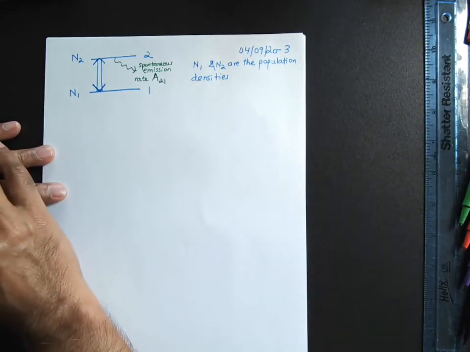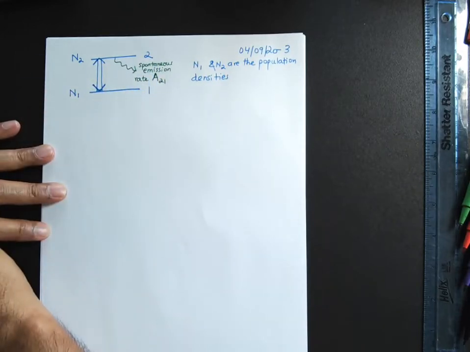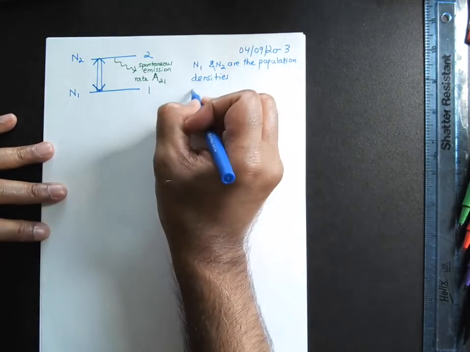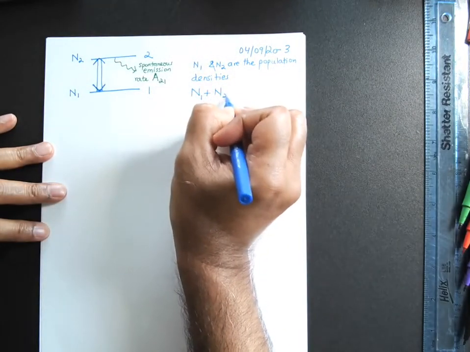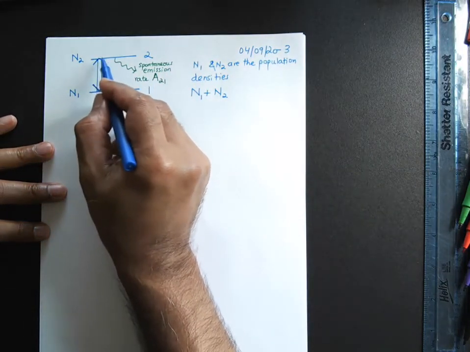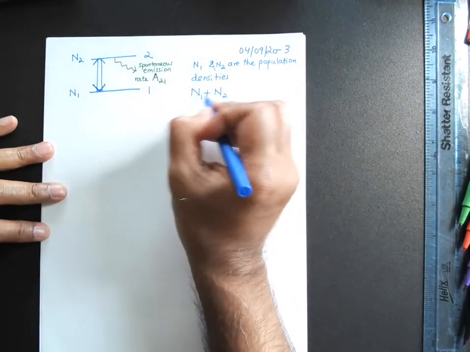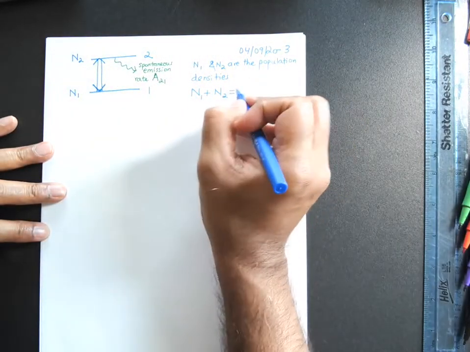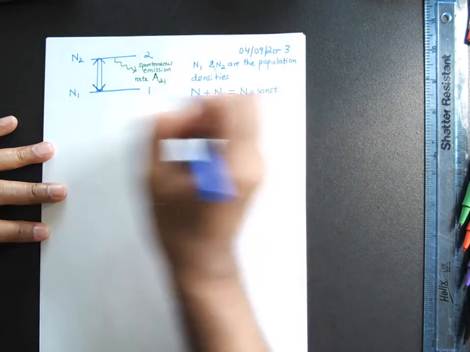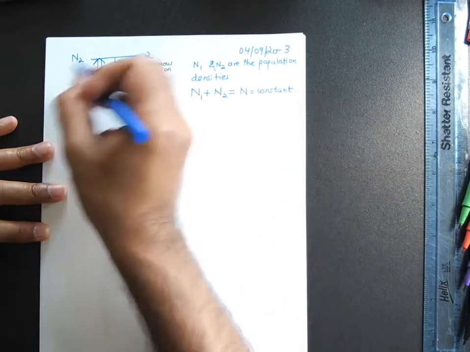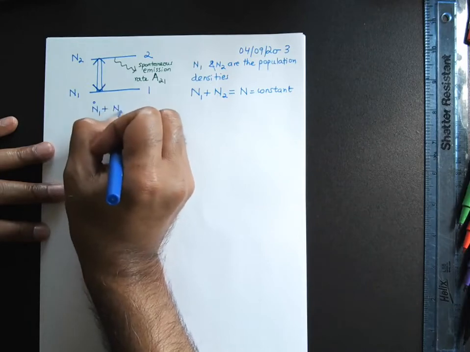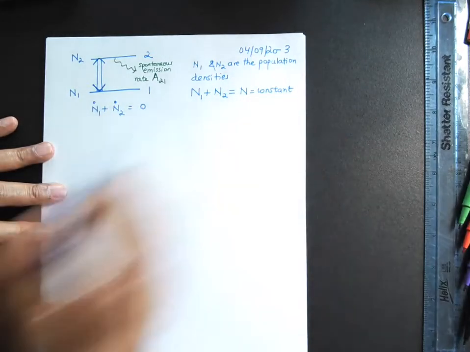Now if I want to set up the rate equations, first of all, I note that N1 plus N2, now these are functions of time, right? Because you have population going out from one into the other and then back. But the total is some constant, N, meaning that there are no energy levels that you get lost to. It's a closed system. And so that means that N1 dot plus N2 dot is 0, right? I just took the time derivative.